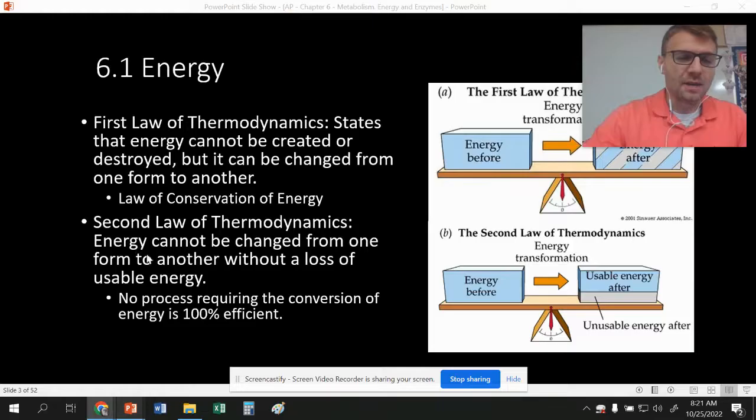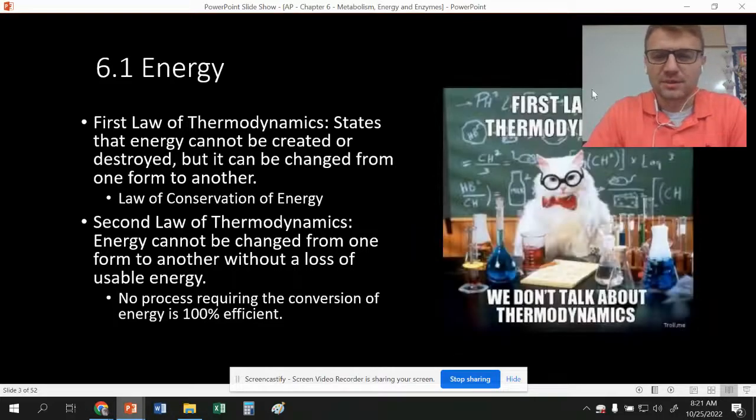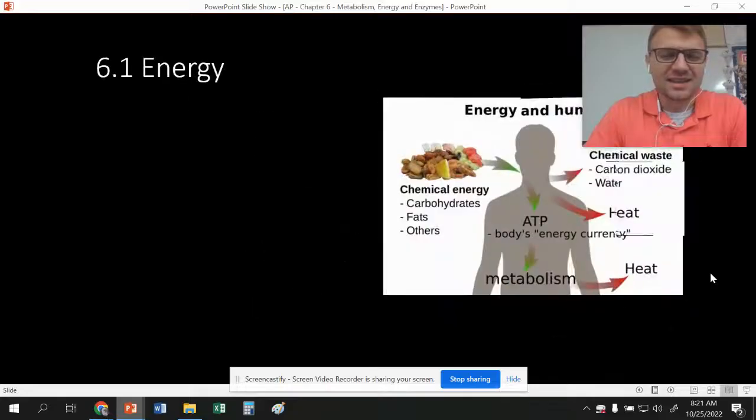The second law of thermodynamics states that energy cannot be changed from one form to another without some of it being lost. We're going to talk about why that's important, especially evolutionarily, but just know that when you transfer energy, you're not going to get 100% of that conversion, and you're going to lose some, usually due to heat, but other factors as well. All right, so those are the main topics about energy.